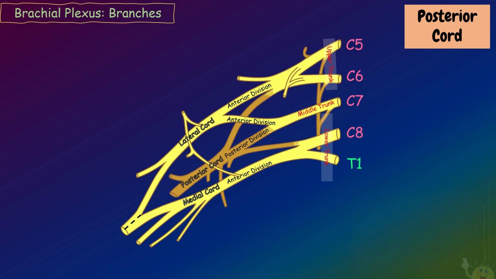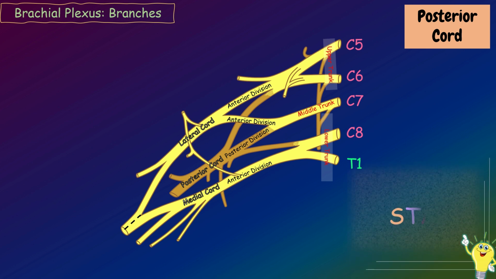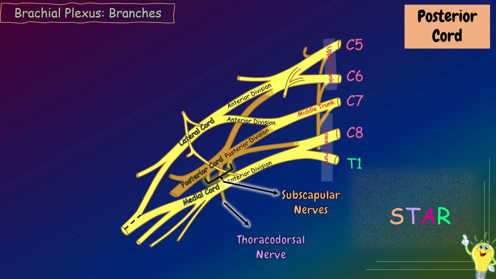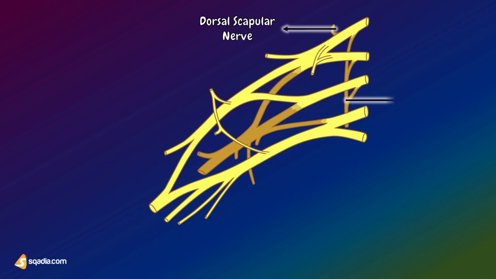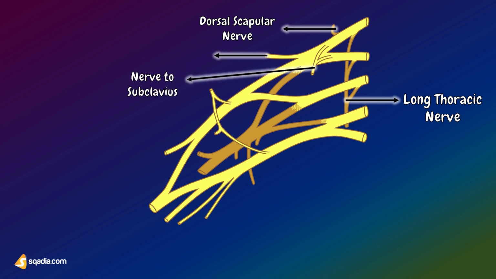Last, we have the branches of posterior cord. They can be remembered as STAR, or simply star. Subscapular nerves, upper and lower. Thoracodorsal nerve. Axillary nerve. And radial nerve.